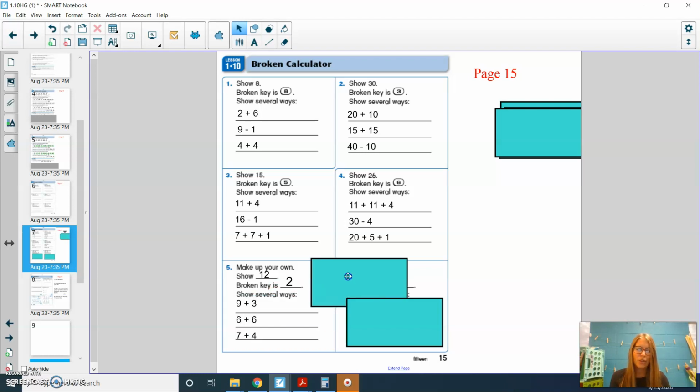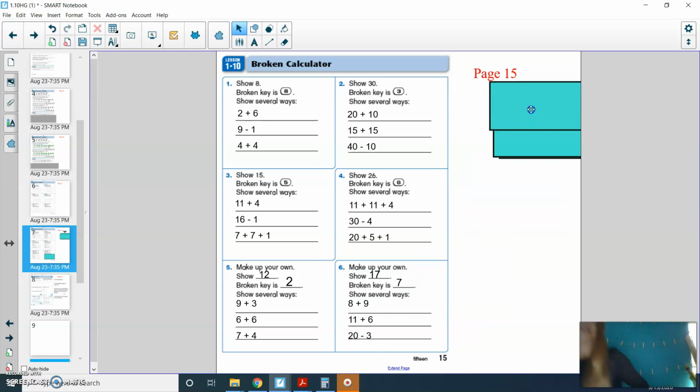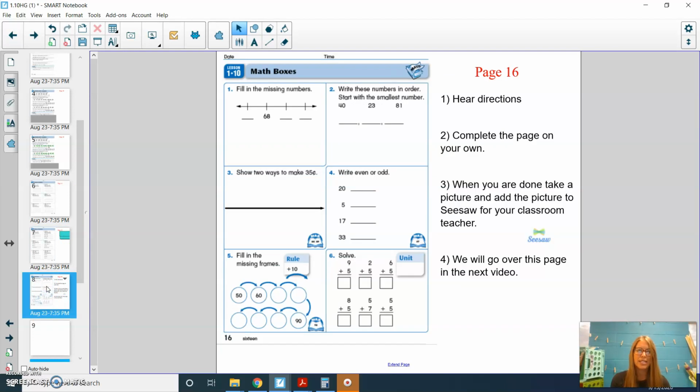For question 5, you are making up your own, so I chose to do 9 plus 3, 6 plus 6, and 7 plus 4. And for number 6, I was also making up my own, and I chose to do 8 plus 9, 11 plus 6, and 20 minus 3. If you have any questions on this page, you can ask your classroom teacher. The last thing that we'll talk about today are our math boxes.